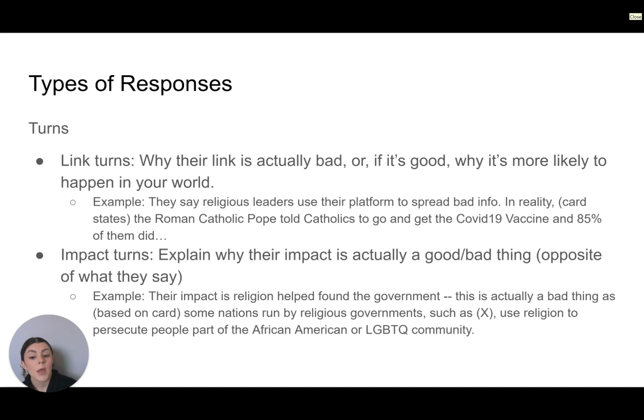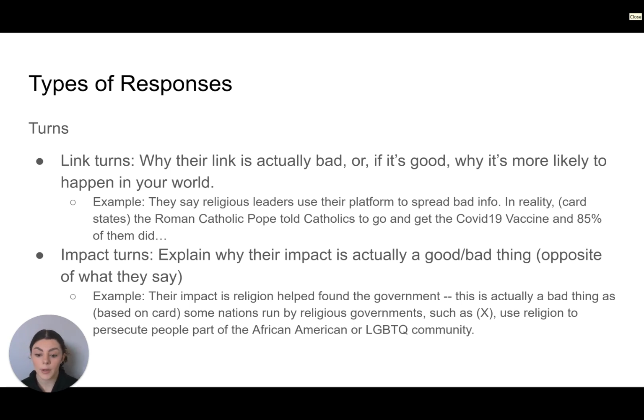So let's look at this example. My opponent said religious leaders use their platform to spread bad information. However, in reality, let's look at the Roman Catholic Pope. He told Catholics to go and get the COVID-19 vaccine, and 85% of them did. And then you would turn all the impacts that your opponent said about why it's so important to get vaccines and all of this stuff, that would become your impacts now because religion is influencing people to get vaccines and saving lives. So then by turning a link, you automatically kind of turn the impacts to your side as well.